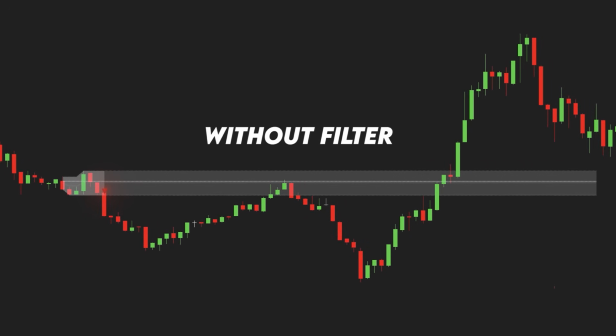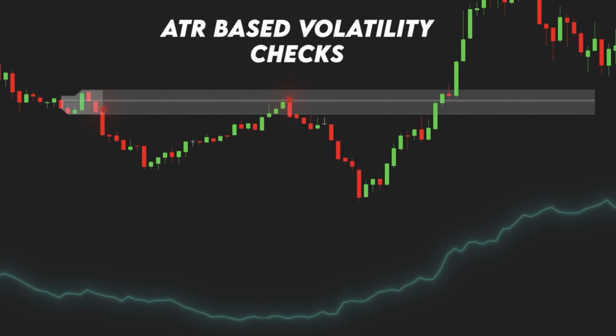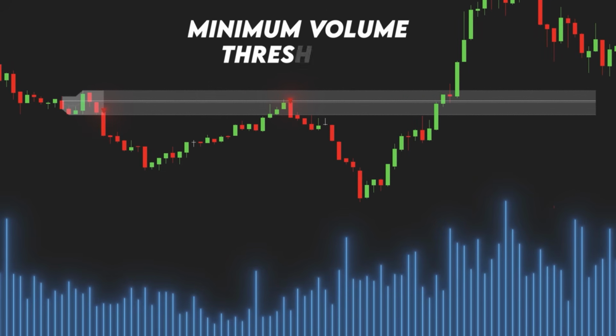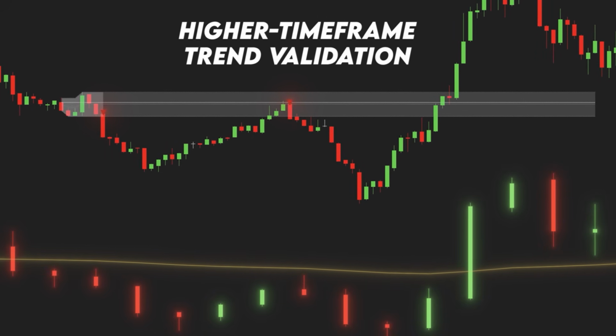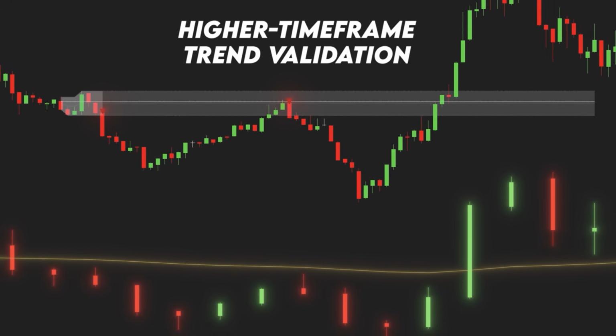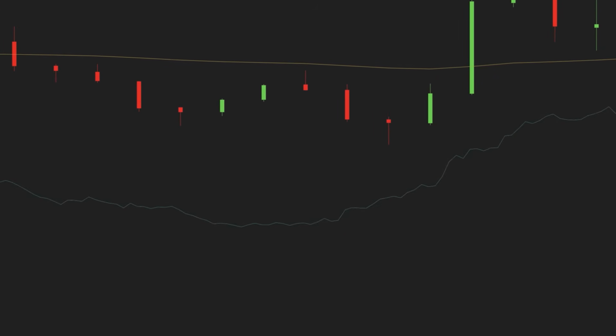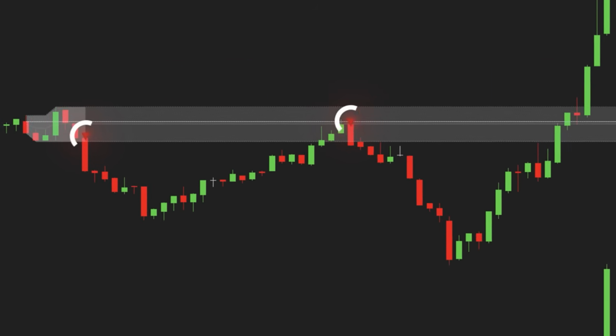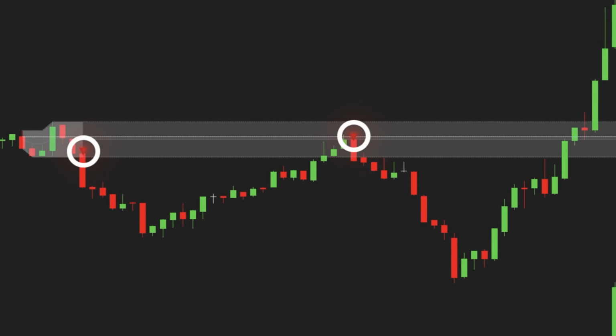Available filters include volume conditions, ATR-based volatility checks, EMA alignment, higher timeframe trend validation, and ADX-based directional strength. Each filter can be enabled independently, allowing you to refine breakout conditions based on your trading logic.